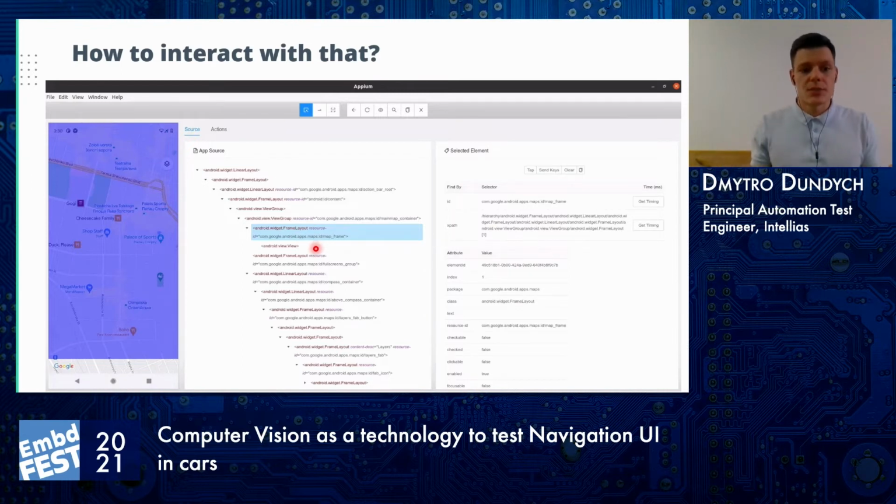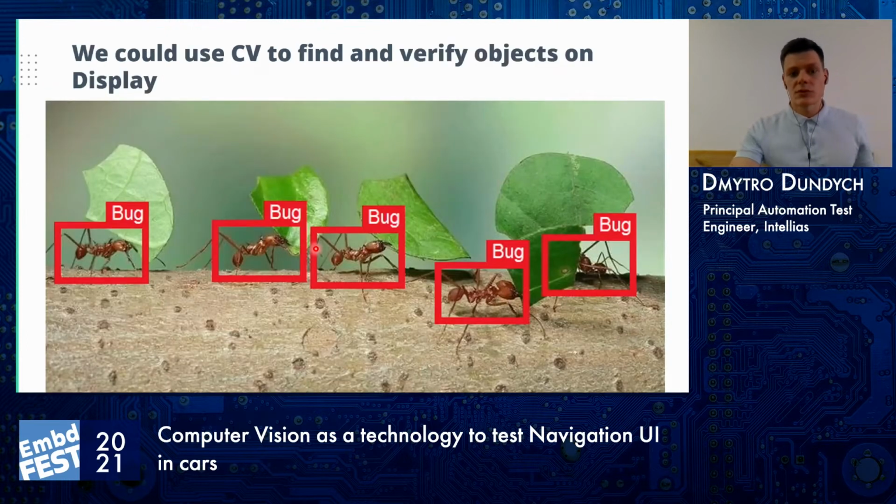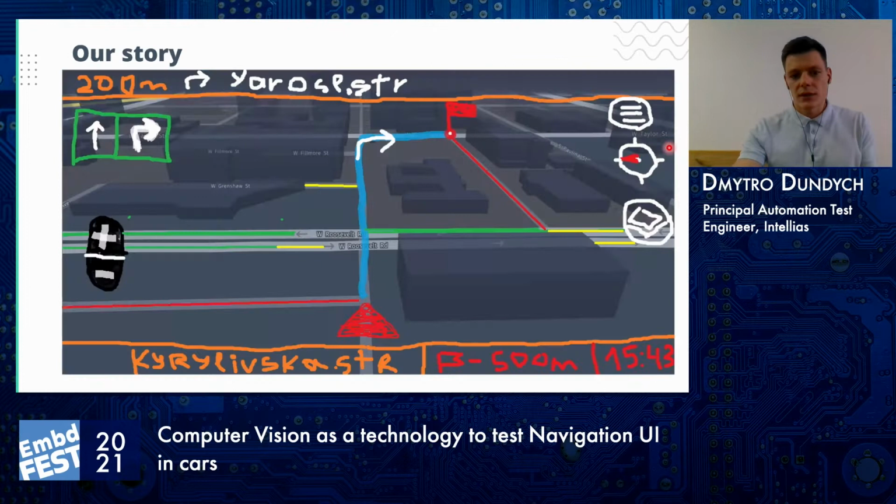So what to do with that picture? We can compare the screenshot. We can just compare, for example, some colors. But to do it more intelligently, we need some tools. For example, computer vision can help us to find what we need, and actually bugs or something like that. So how do we do that?